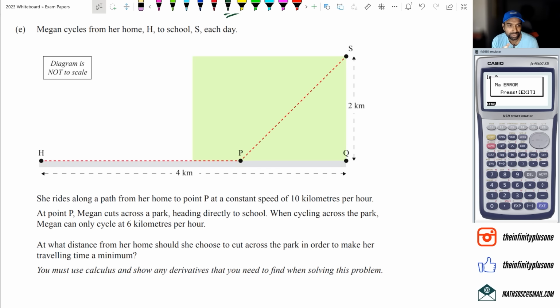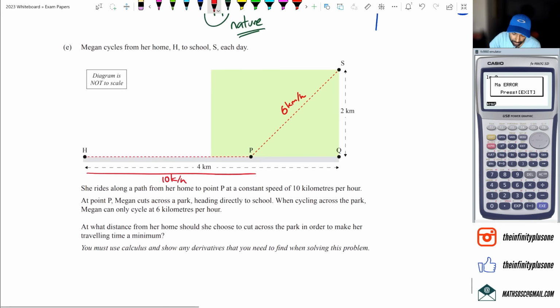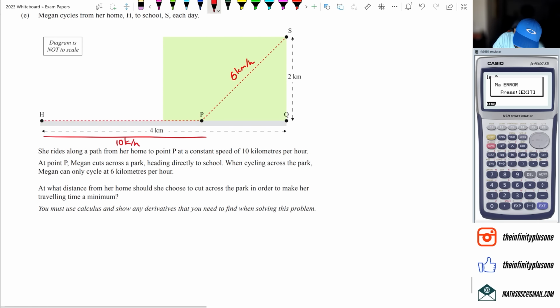So this person, who is Megan, can travel this distance from H to P, along this line here, at 10 kilometers per hour. And then at the top, when she goes along the pathway, she's going at 6 kilometers per hour. Now, the thing is, it's an optimization question. So we're trying to figure out the best point P so that it takes the least amount of time. If you think about it like this, the first way we've got to set this whole question up is like this.